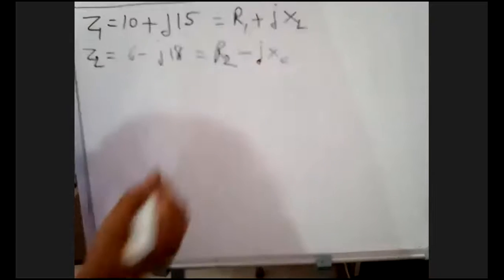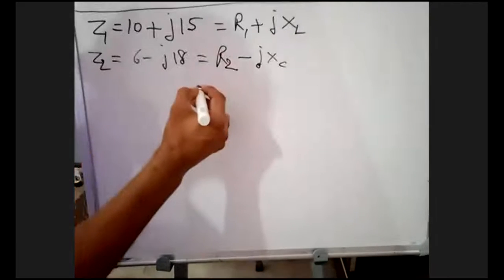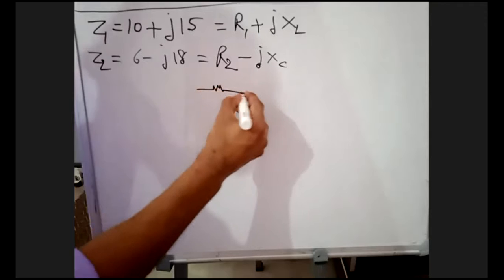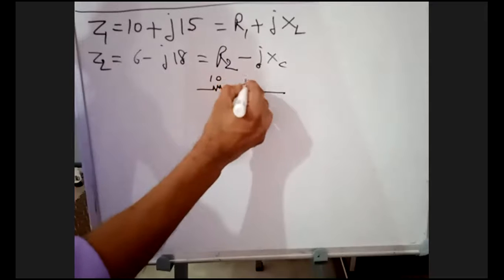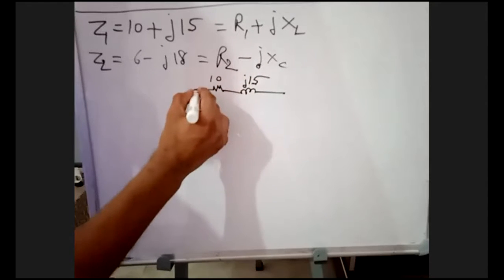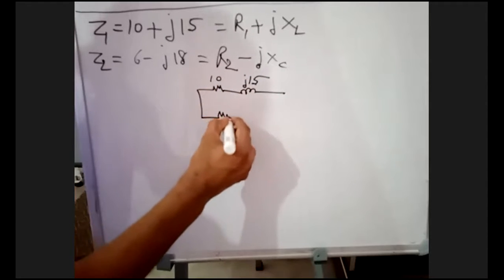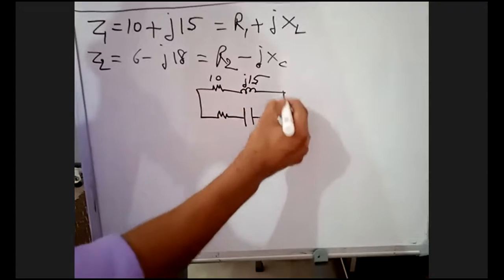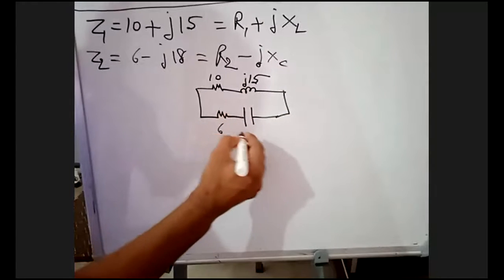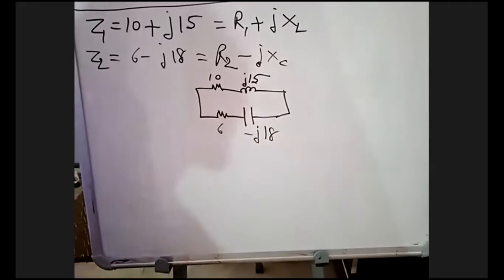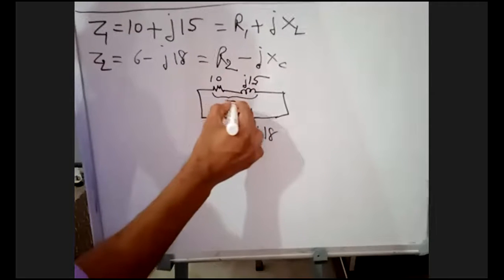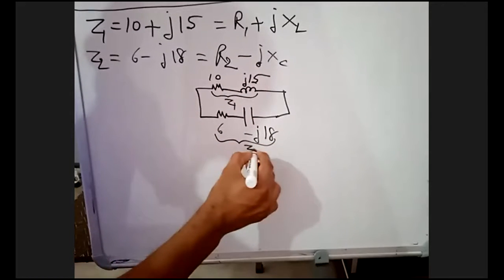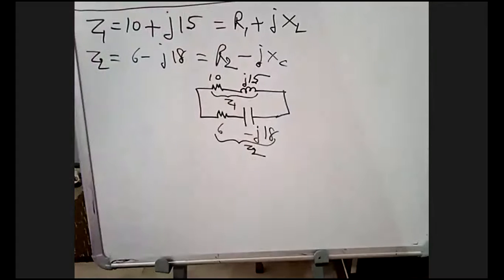Now this Z1 and Z2 are connected in parallel. See here, first Z1 I am writing. Z1 is equal to 10 plus J15. Your Z2 is connected in parallel. What is Z2? 6 minus J18. This is your Z1, this is your Z2. Z1 and Z2 are connected in parallel.